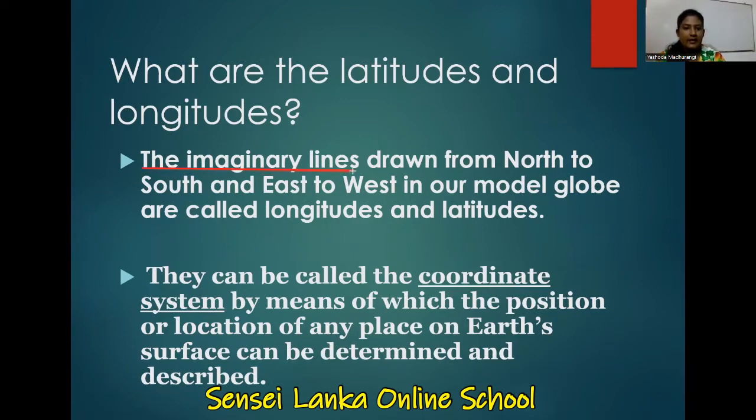The imaginary lines drawn from north to south and east to west in our model globe are called longitudes and latitudes. So my dear children, this is a simple definition for longitudes and latitudes commonly. A common definition. The imaginary lines. Do you know the meaning of imaginary? Imaginary means they are not in real. They are not in real.